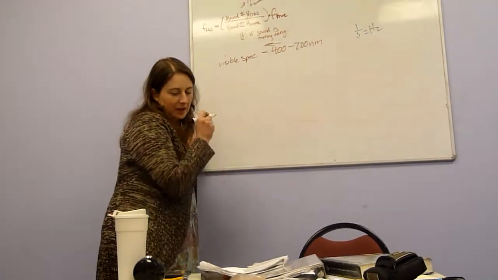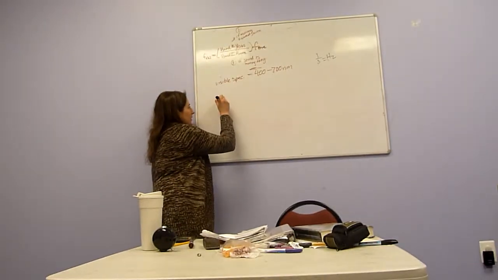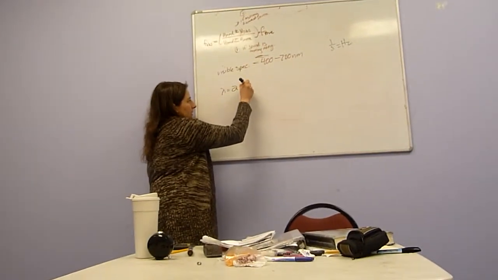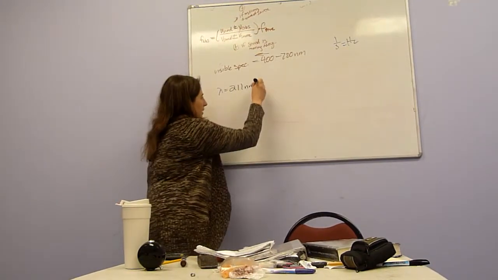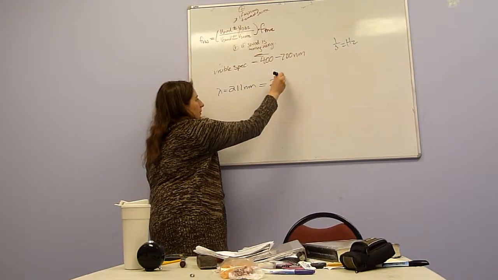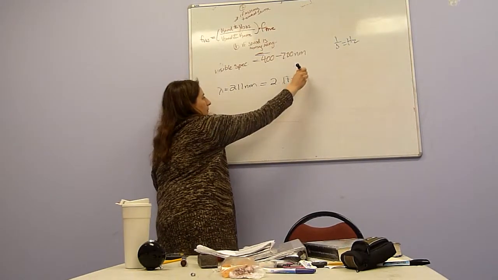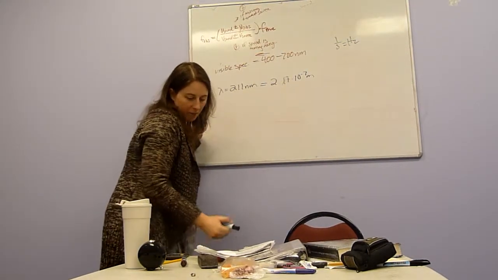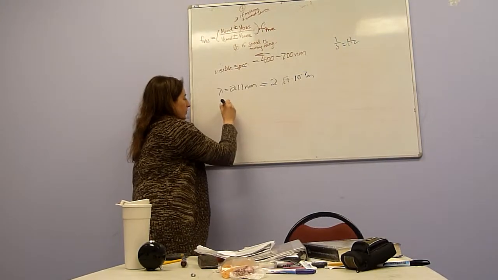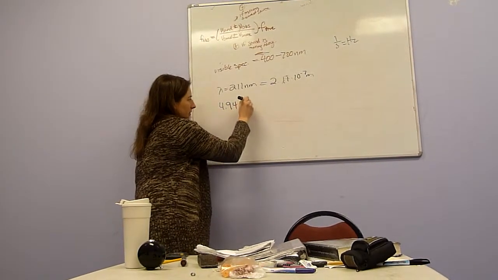Light of a wavelength of 211 nanometers, which is how many meters? 2.11 times 10 to the negative 7th. It is shone on copper with a work function of 4.94 electron volts.